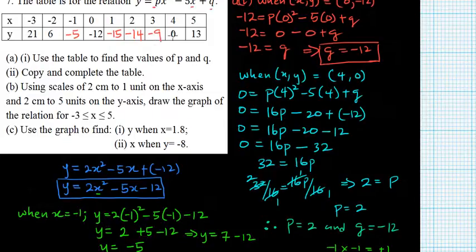So we've actually copied and completed the table. The next question says, using the scales of 2 cm to 1 unit on the x-axis and 2 cm to 5 units on the y-axis, draw the graph of the relation for minus 3 less than x less than or equal to 5. We're given the scales: for the x-axis, 2 centimeters to represent 1 unit, and 2 centimeters to represent 5 units on the y-axis.